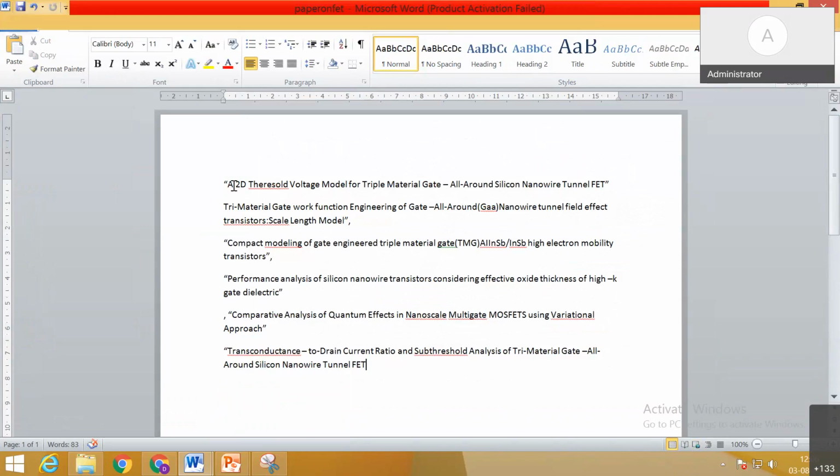You can see they are studying topics such as a 2D threshold voltage model for triple gate material or gate all around silicon nanowire tunnel effect. They are also modeling tri-material gate work function engineering for gate all around nanowires, performance analysis of silicon nanowires, comparative analysis of quantum effects in nanoscale multigate MOSFETs, and transconductance to drain current ratio and subthreshold analysis of tri-material gate all around silicon. These are all research works.